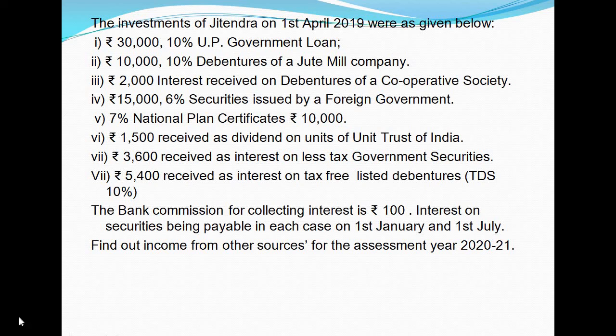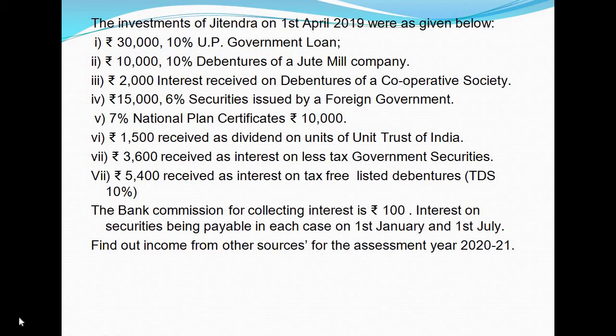In this video, you're going to see how to compute the income from other sources for the assessment year 2020-21 of Mr. Jitendra, whose investments have been given on 1st April 2019. So he has made 8 investments. Out of these 8 investments, number 5, that is 7% National Plan Certificates of rupees 10,000, will be exempted from tax.